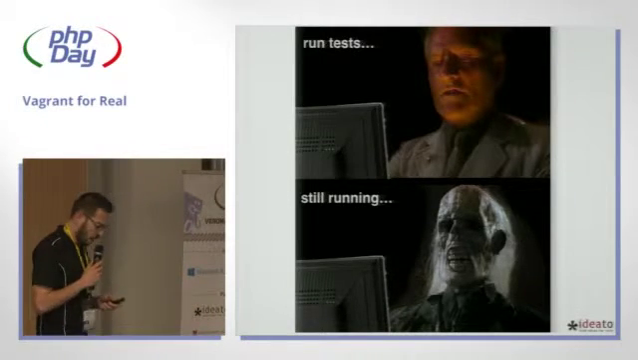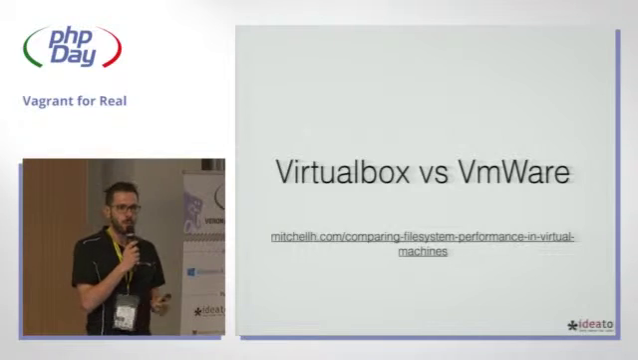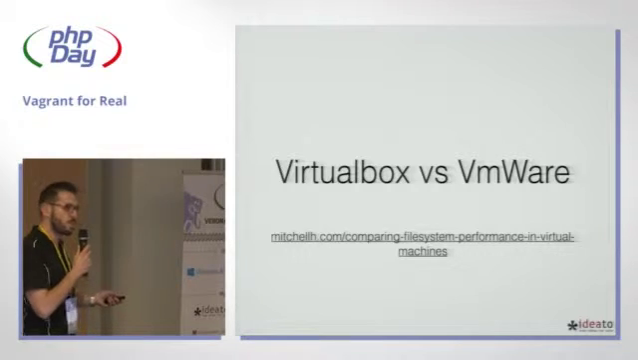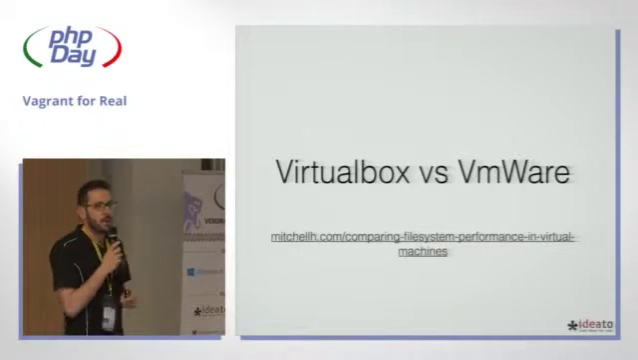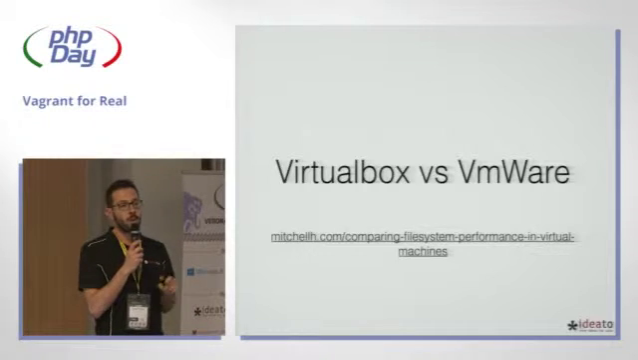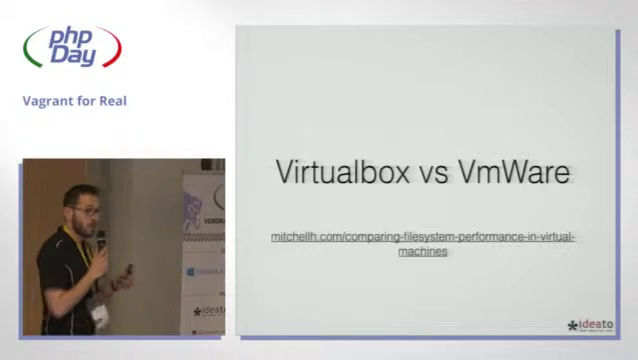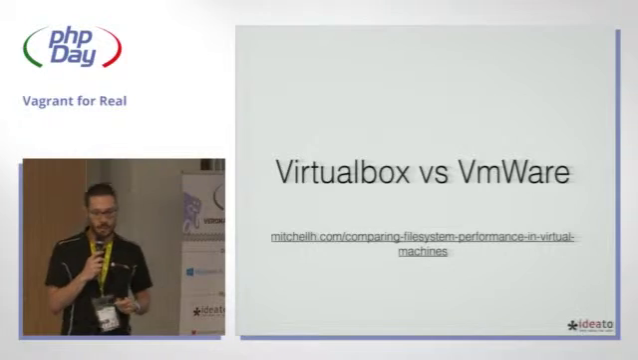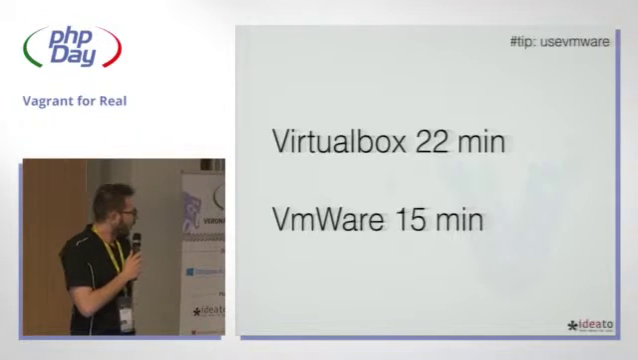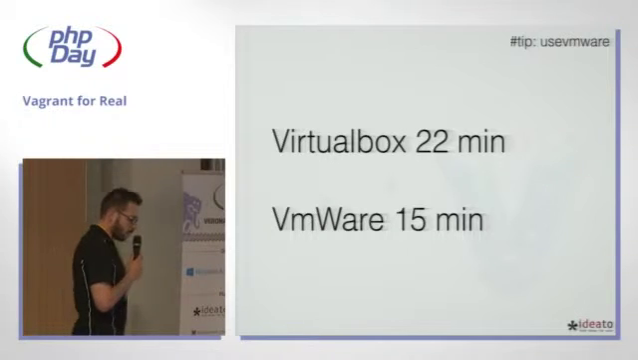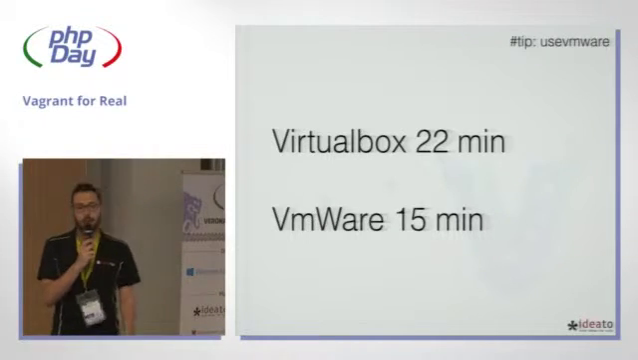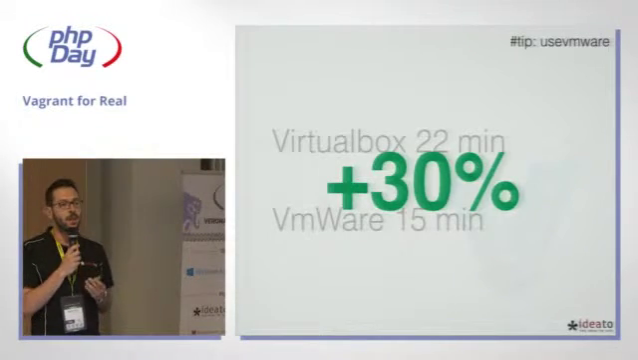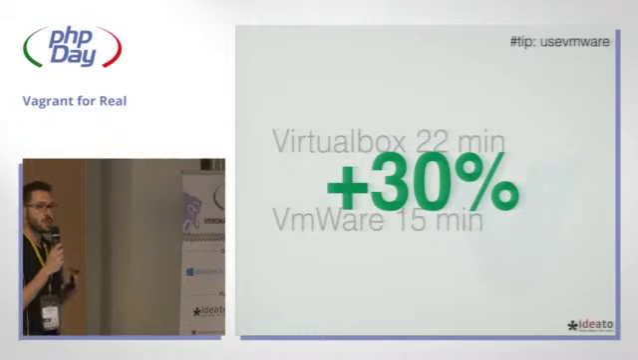The first one: which provider is better, VirtualBox or VMware? Again, there is a quite good post by Mitchell, the creator of Vagrant, where he compares the performance of different file systems on different providers. We tried to do the same in our project, because I don't care if on Mitchell's machine things got better. It needs to get better in my project. A 22 minute build on VirtualBox becomes a 15 minute build on VMware, which means you gain 30% performance improvement by just switching provider.